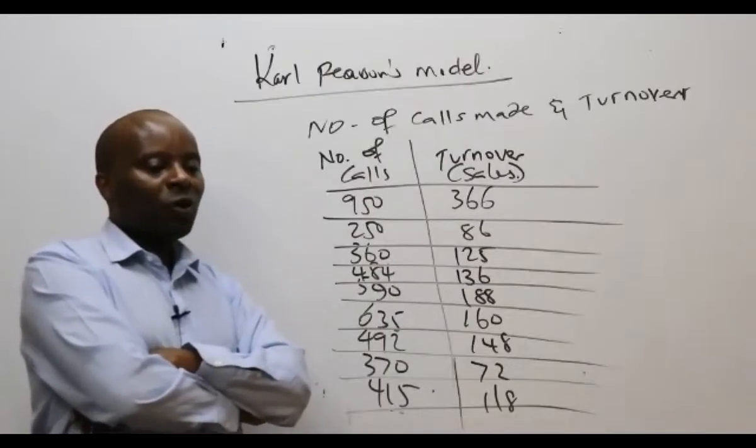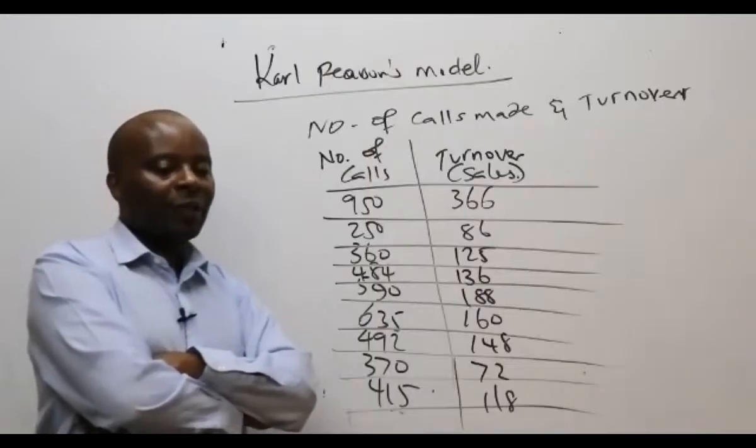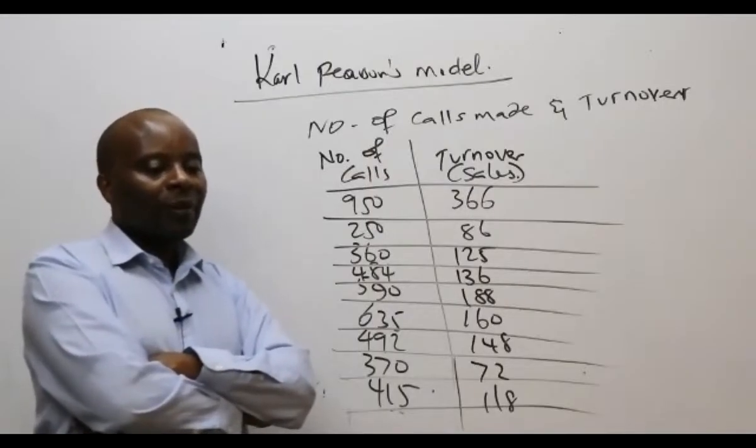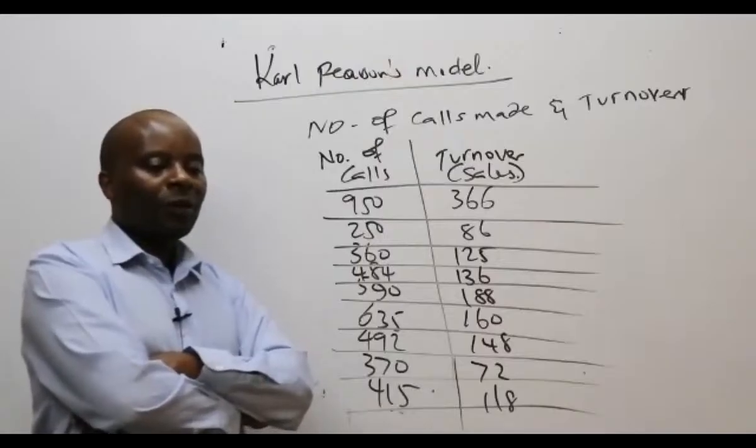Fatima says number of calls is x. Lilian also says the same, Fatima the same. Turnover becomes y. Thank you very much, Grace. Great.